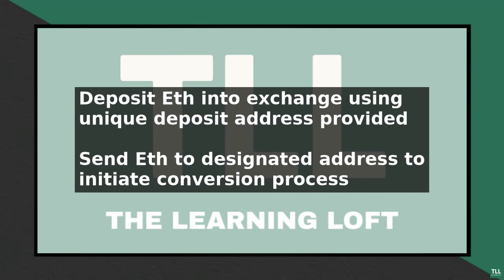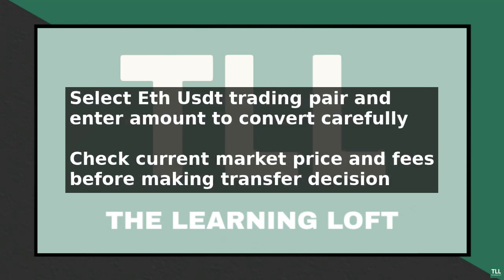Once your ETH is deposited, go to the trading section of the exchange and select the ETH USDT trading pair. You can then enter the amount of ETH you want to convert to USDT. It is essential to check the current market price and fees before making the transfer. You can do this by looking at the order book and the fee schedule on the exchange.